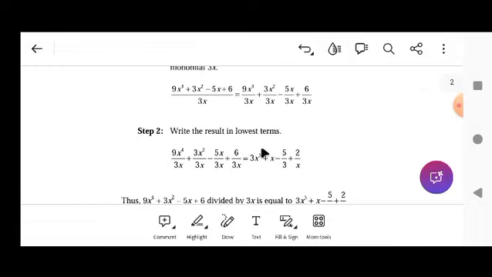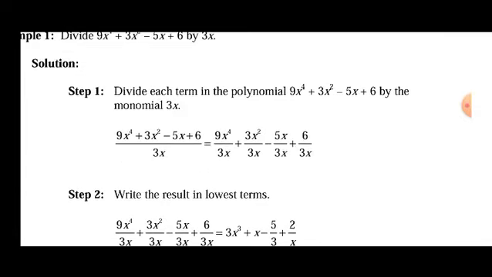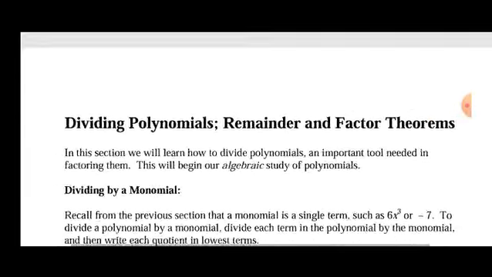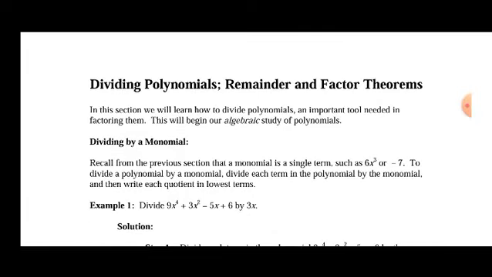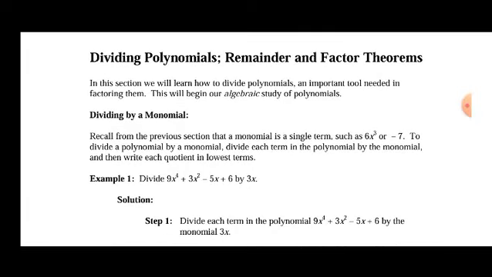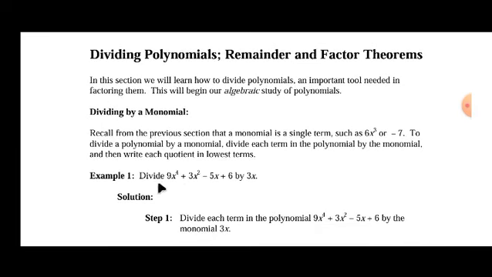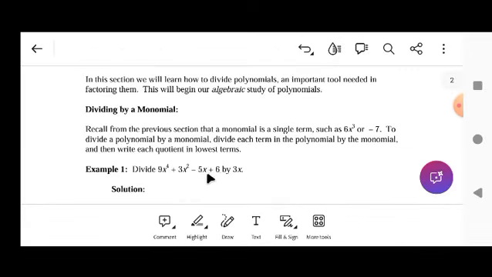We have in particular how to divide polynomials, remainder, and then the factor theorem. For instance, you can be given this kind of polynomial: 9x to the power 4 plus 3x to the power 2 minus 5x plus 5 divided by 3x.